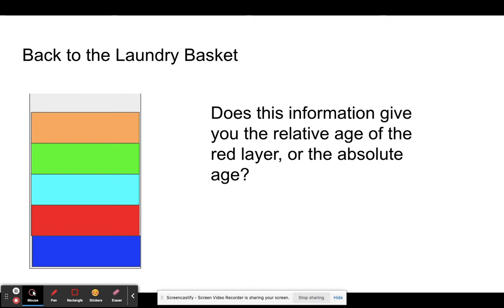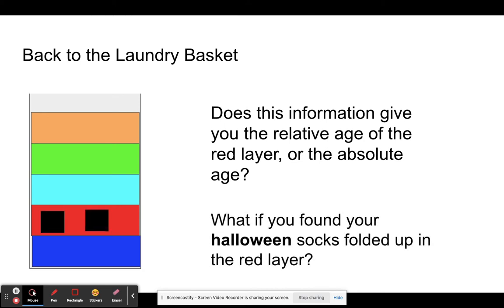In order to get an absolute age, we need a little bit more information. What if you were digging through this laundry basket because you're nosy and for some reason you're going through this person's laundry, and inside the red layer, you happen to find 2 special Halloween socks. And you know that this friend of yours only wears these Halloween socks 1 day a year on Halloween night. Would that give you enough information to tell how old this red layer is?